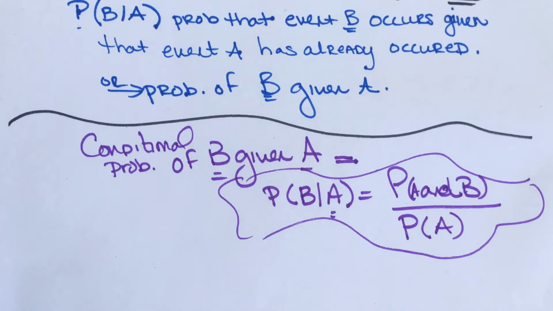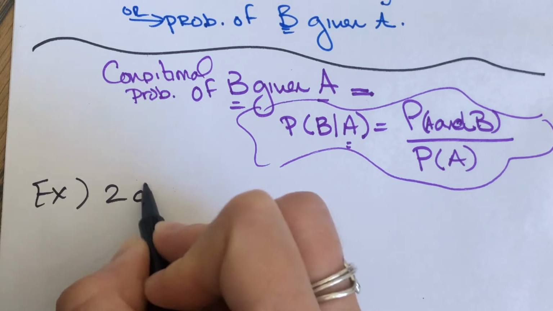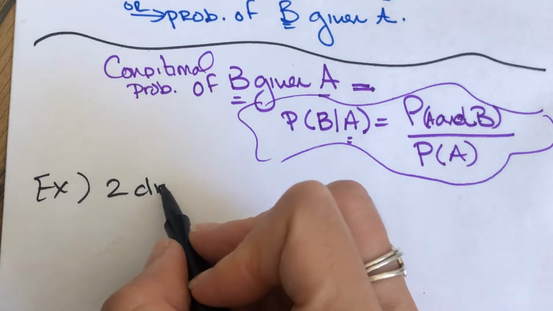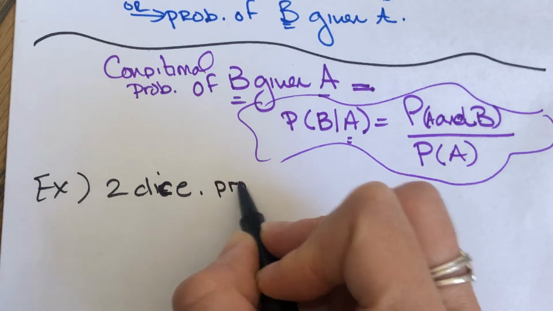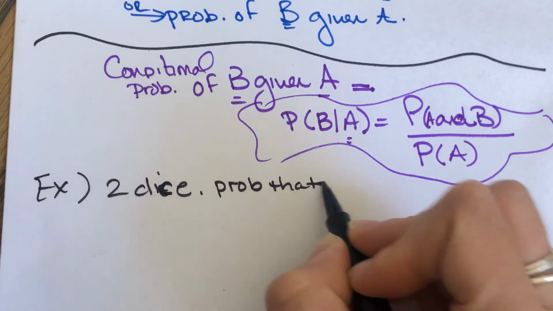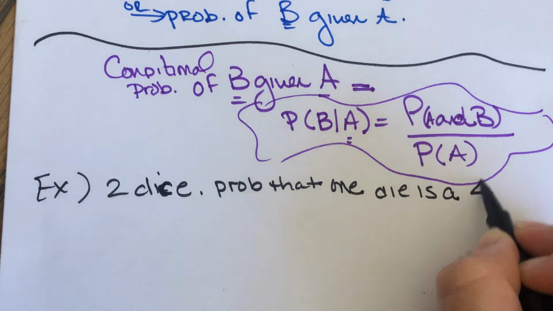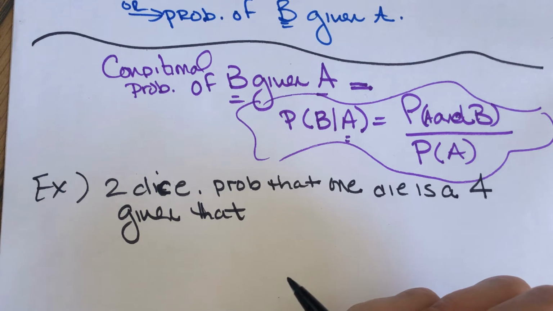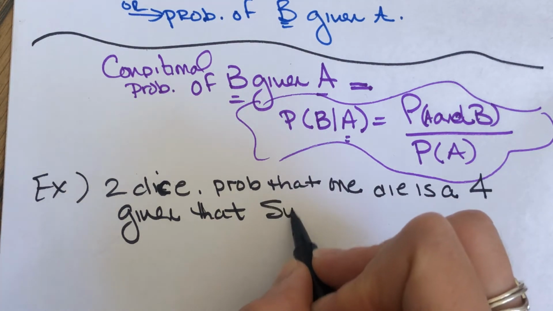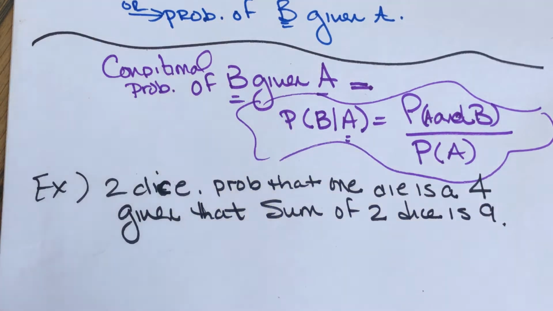So here is your example. I'm not gonna write full sentences. So you have two dice. I wanna know the probability that one die is a 4, given that the sum of the two dice is 9.